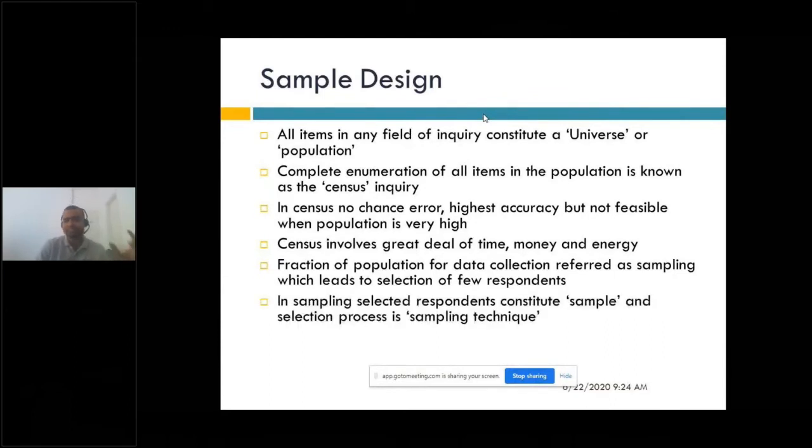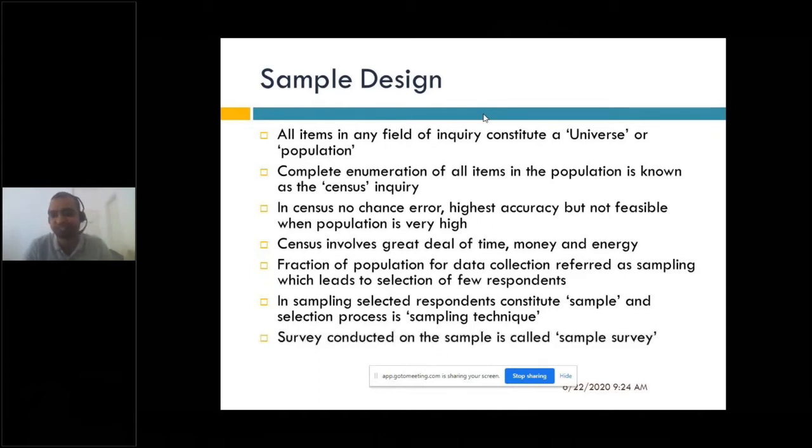In sampling, the selected respondents constitute the sample. So those elements or respondents which are selected for data collection purposes are referred to as the sample. The selection process is referred to as the sampling technique. A survey conducted on the sample is called a sample survey.